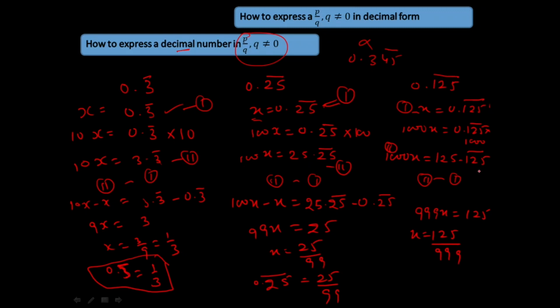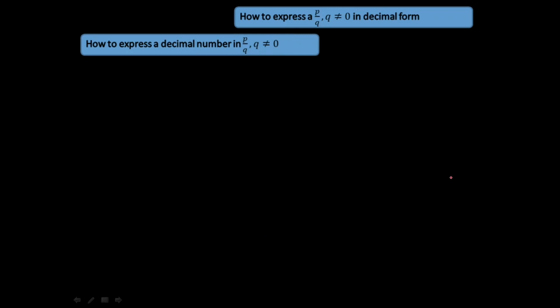Let me take one more example, because this concept is very important. I don't want to take any kind of risk moving to the next slide. What about this question? If this question comes, convert or express 0.125 bar in p over q form, where q should not be equal to 0. Same thing, first I will assume x equal to 0.125 bar. Here only two digits are repeating, two fives are repeating, one is not repeating.